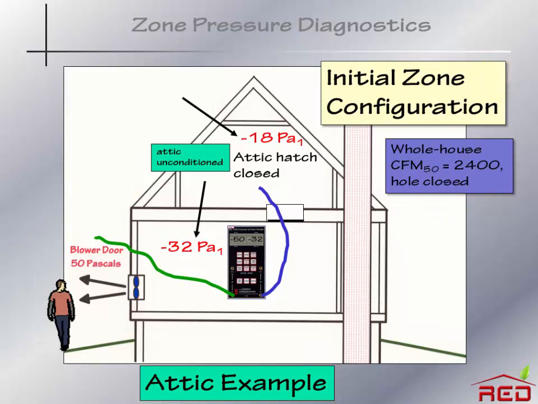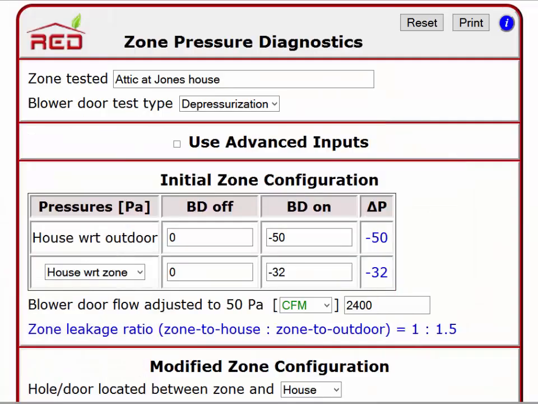Now I'll show you how I enter these numbers in the red tool. Here's the top of the red tool, not the whole thing, but most of it is here. I'll scroll down. Attic at the Jones house is what I'm calling this. The blower door test type is depressurization. We could choose pressurization. I am not now going to use the advanced inputs. I could if I wanted to, of course.